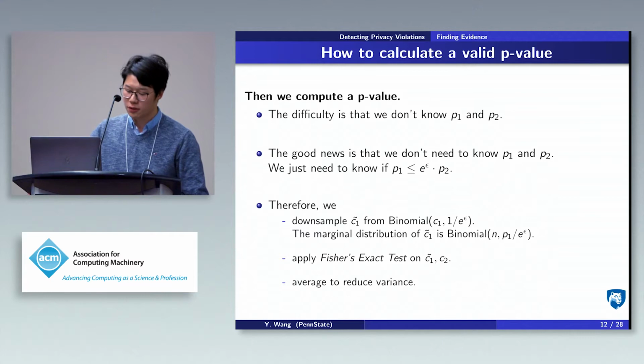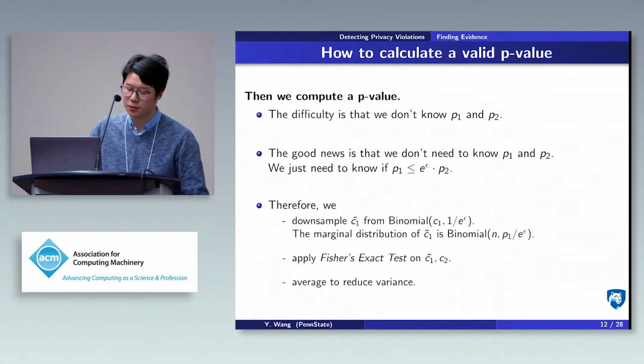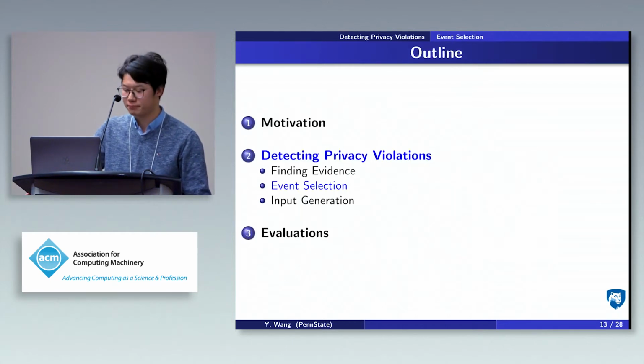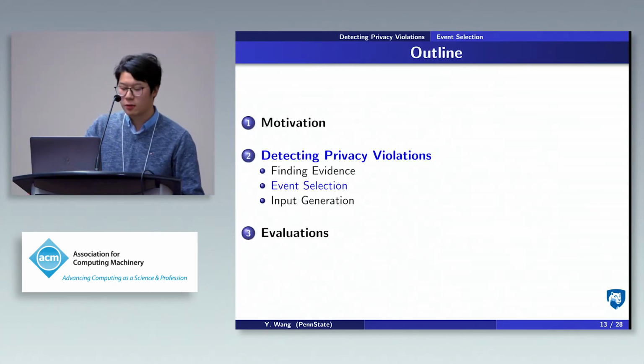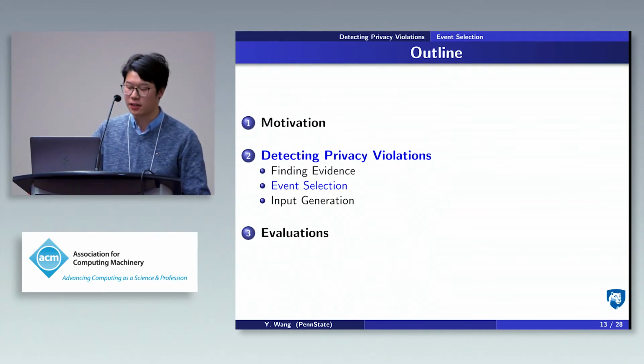Therefore, even if we don't know p1 and p2, we can compute the exact p-value based on c1, c2 and n. Here, we can downsample a c1 tilde from a binomial distribution with parameters c1 and 1 over e to the epsilon, and apply Fisher's exact test to calculate the p-value. Now we can generate evidence to test if a counterexample is indeed valid or not.